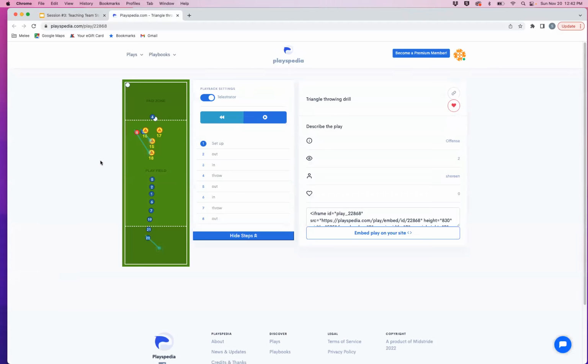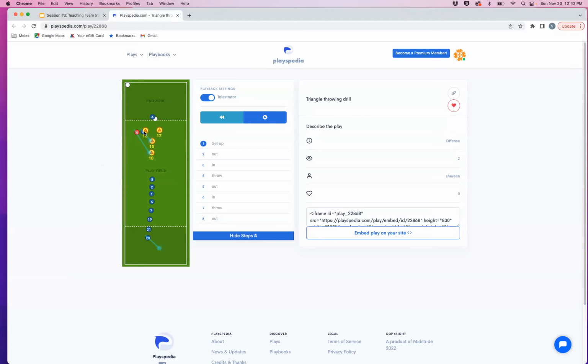This is an example of teaching a skill that's really important in vert stack. So not just the motion of the cutters, but also a throwing skill. This is called the triangle throwing drill, and it's practicing throwing a break side throw off an undercut, which we do a lot in vert stack.